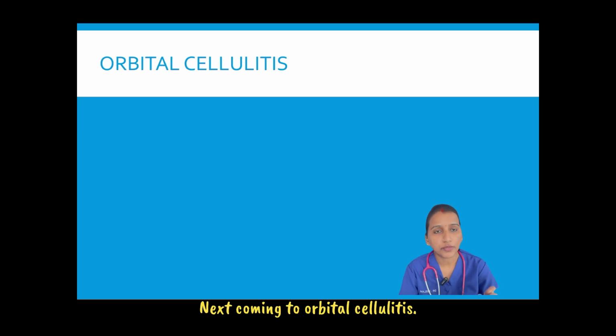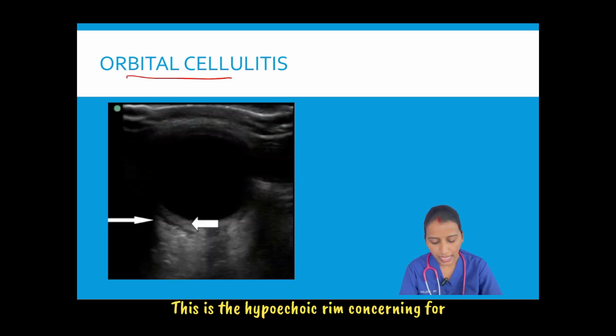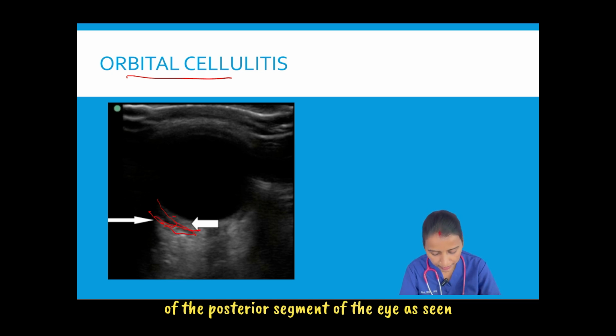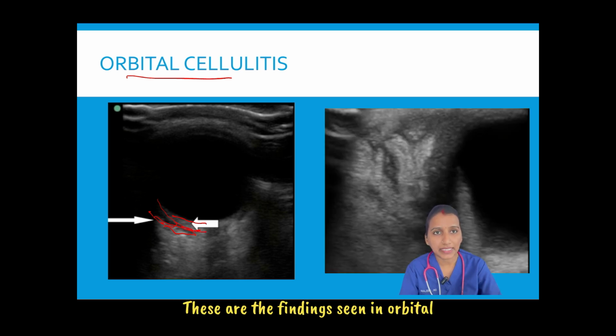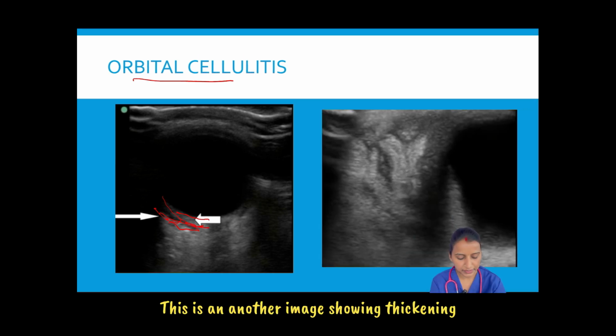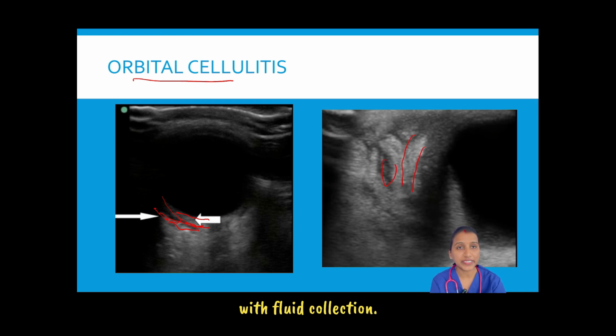anteriorly. Next, coming to orbital cellulitis. This is a hypoechoic rim concerning for post-septal fluid tracking the posterior globe. Along with that, there is thickening of the posterior segment of the eye as seen with the short arrow. These are the findings seen in orbital cellulitis. This is another image showing thickening of the surrounding tissue of the eye along with fluid collection.